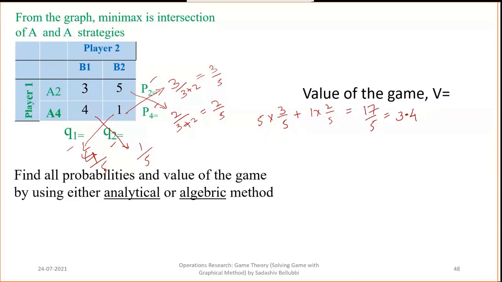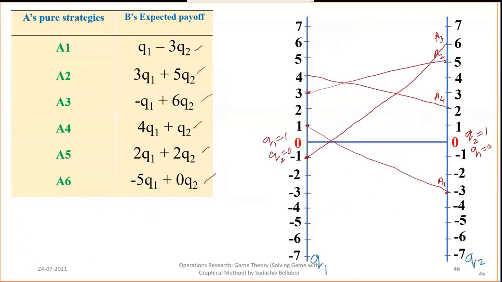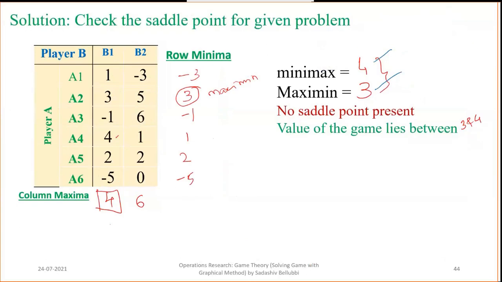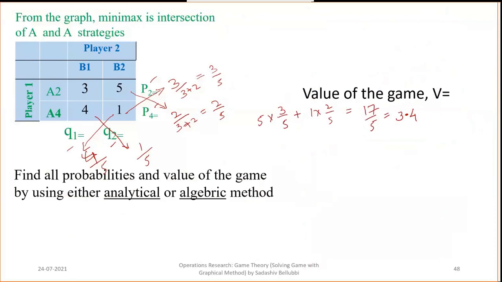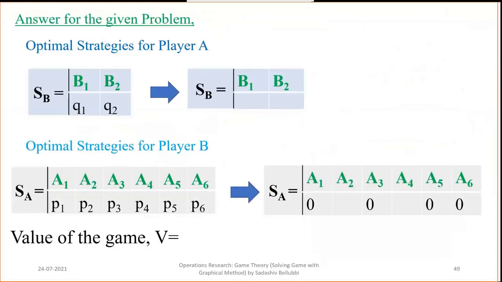At the starting, we stated that the value of the game lies between 3 and 4. We got the value of the game as 3.4. You need to write the answer. What are the Q1 and Q2 values? You got 4 by 5 and 1 by 5. At the same time, for A2 and A4, 3 by 5 and 2 by 5. The value of the game is 3.4. This is the way you need to solve the graphical solution. Thank you.